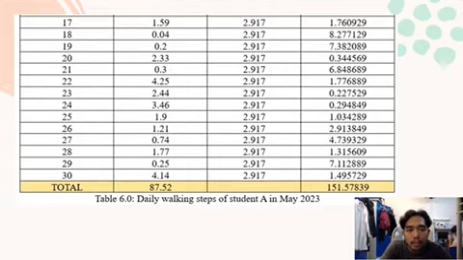Okay, as we can see, the total distance for 30 days is 87.52 kilometers, and at the right side, the total is 151.5789. This is the daily walking distance of student A in May 2023.